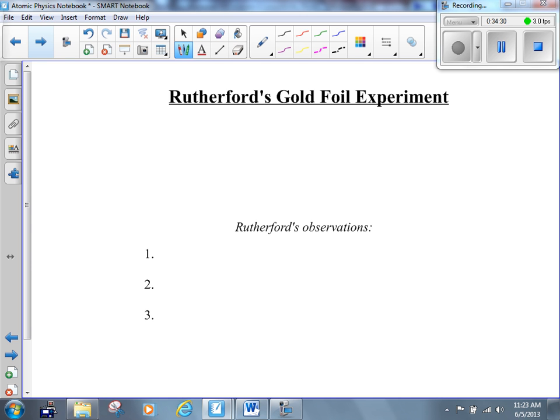Some of you are going to be familiar with what we're going to talk about today already. You're going to have learned it a little bit in chemistry class. We're going to talk about the Rutherford gold foil experiment, or sometimes it's called the Rutherford alpha scattering experiment. You remember where we are right now.